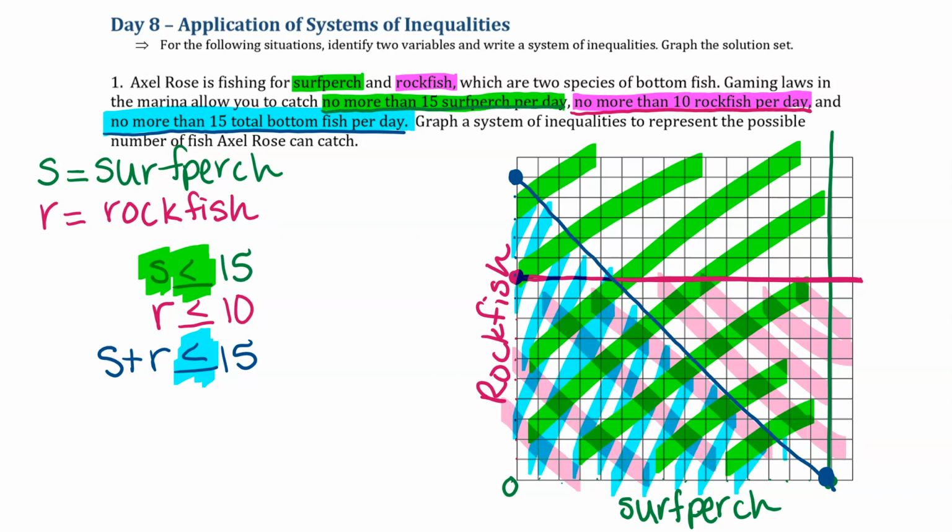So this area right here, where it's green and pink and blue, that is my answer. These are all the possible combinations of surf perches and rockfishes that I could catch. Like, here's one right here. I don't know what it is, or I could find out. It's 3 and 7. Cool. That works. Anything in this area right here totally works. And if you want to go over it like I'm doing with my rainbow pen and make it really pretty, you totally can.